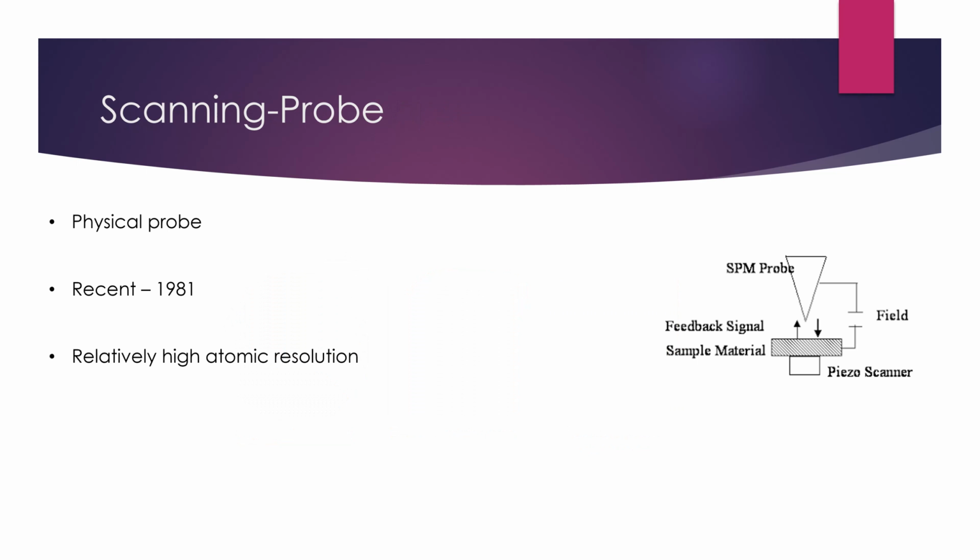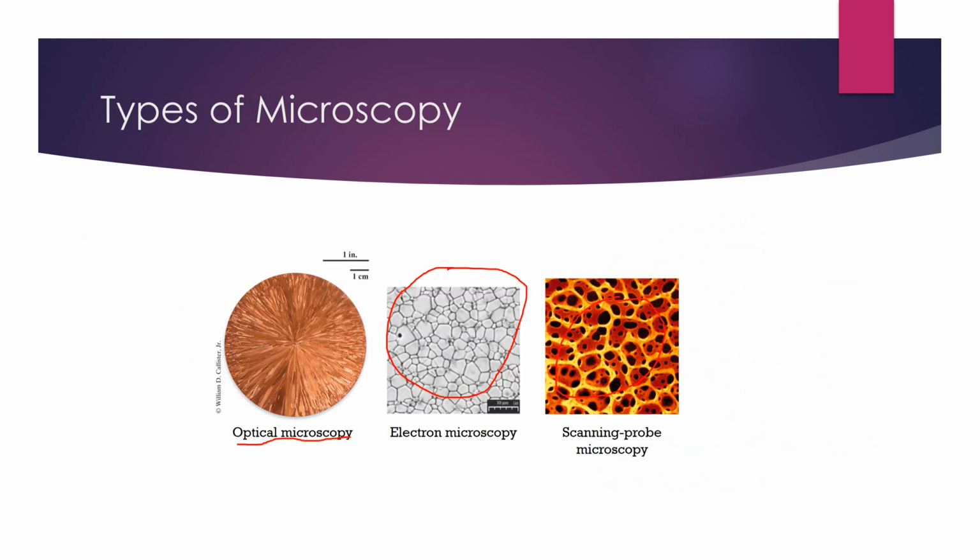Let's look at scanning probe microscopy. It is what it sounds like. A physical probe is going to scan the entire surface or a selected surface of a material. The way that works is we have a field going from a piezo scanner, or piezoelectric. If you've taken Baby Circuits here at UF, we use piezoelectric buzzers in our circuits. It makes a field with the probe. The probe then scans over the sample material, and there is a feedback signal that the probe can then interpret. This type of microscopy is fairly recent. It was only formalized and regulated in 1981. And you can get a relatively high atomic resolution from this.